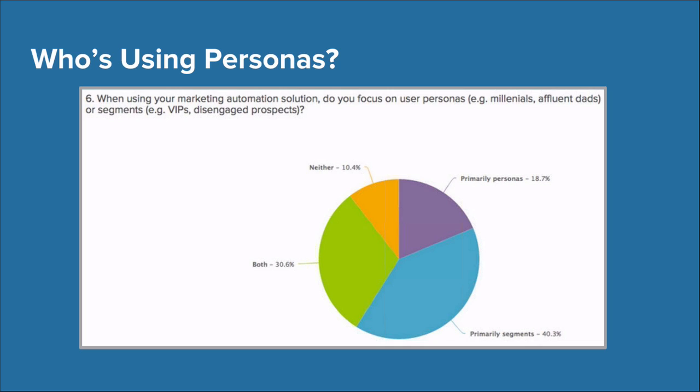And so who uses personas? How widespread is this type of technique? This is a sampling of a study that VentureBeat did of marketing automation users. You can see that 18%, almost 19%, are segmenting primarily by personas, whereas 40% are segmenting primarily by segments, which is a little bit less advanced, the kind of stuff we talked about in stage two. And then about 30% are doing both. So if we add the 30% with the 18%, we're getting close to 50% of marketing automation users segmenting by persona. So it's becoming a more popular technique, but it's still got a lot of room to grow.